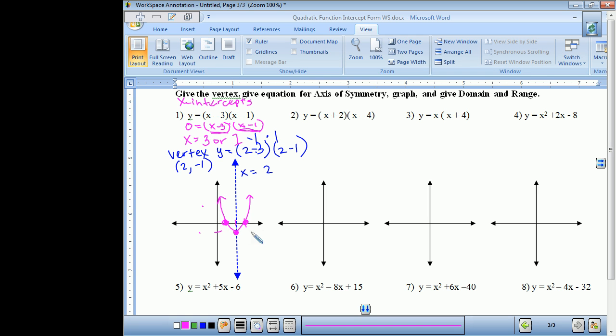I'll give you a second to make sure you have everything from that first example written down. And then we're going to do some more together.